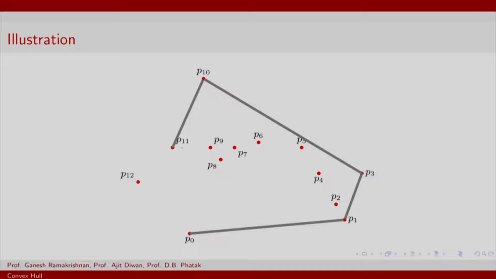Now we look at P11. Should P10 continue remaining on the stack? Well, P11 is oriented clockwise from P3 with respect to P10, because P3 is still what we see as the second last element in the stack. So one might want to recall the stack now contains P0, P1, P3 and P10.